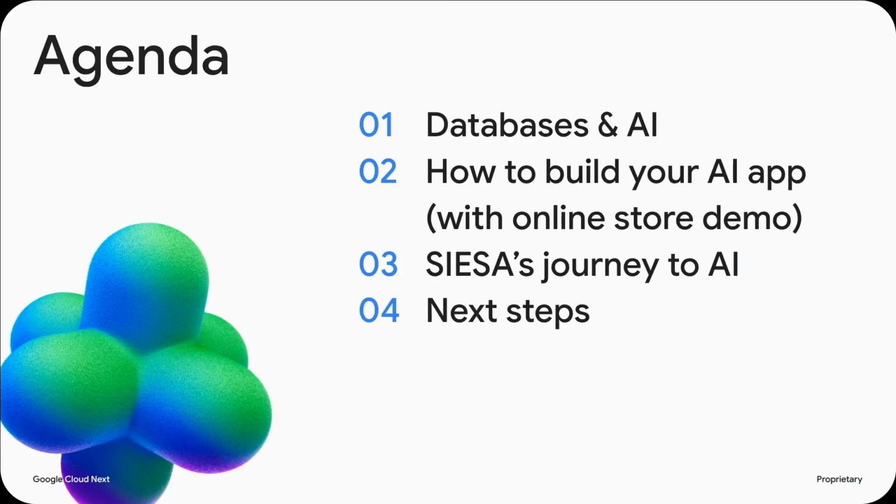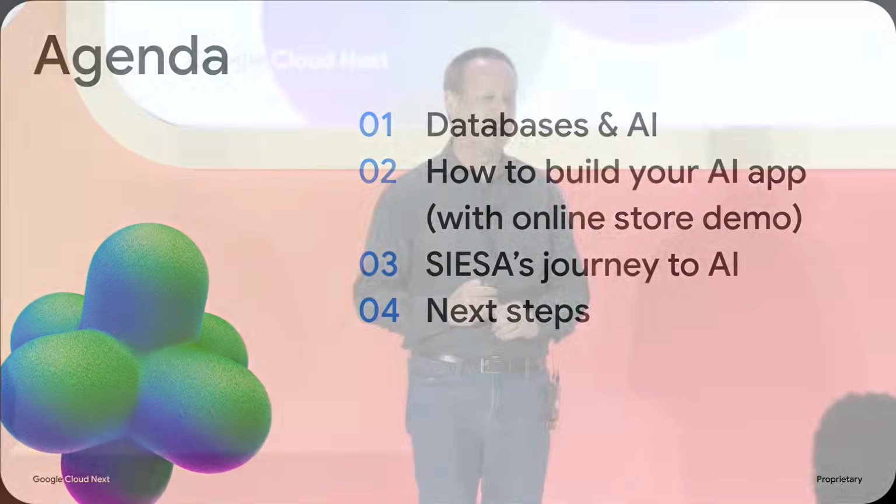We'll do 2 demos that show an online store. This is a situation where you have an existing app, or this is an imaginary online store. They have an app, and they want to add AI to that app in a quick way. Then we'll hear from Diego about SIESA and the journey that their company did to get to AI, and a few next steps, including a code lab that you can run that will show some of the things we're talking about today.